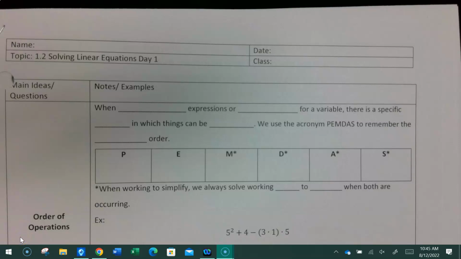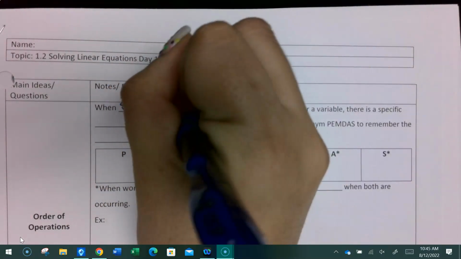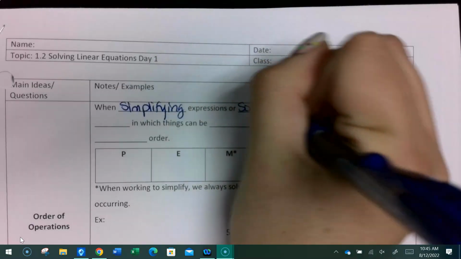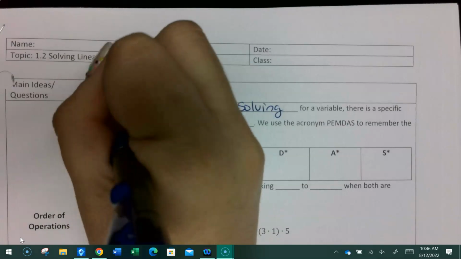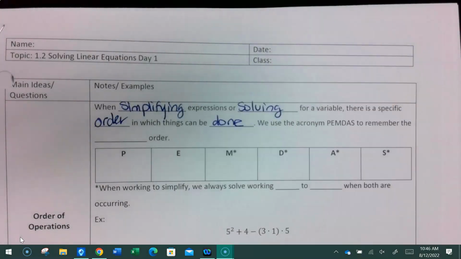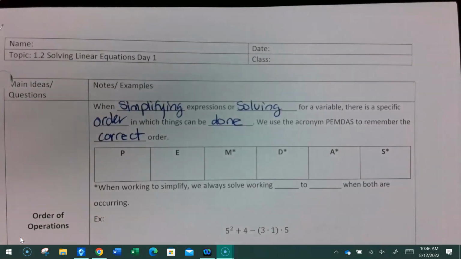On our notes, today we are solving equations. So when we are simplifying or solving for a variable, there is a specific order in which things have to be done. So we want to use the acronym PEMDAS to remember the correct order. The notes? No, but they help you with the homework.